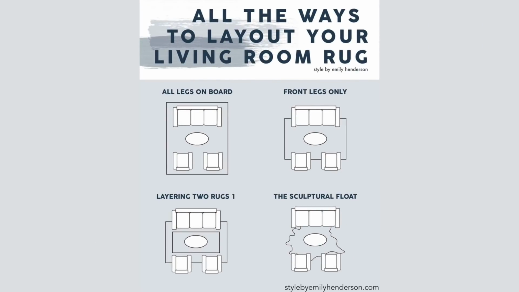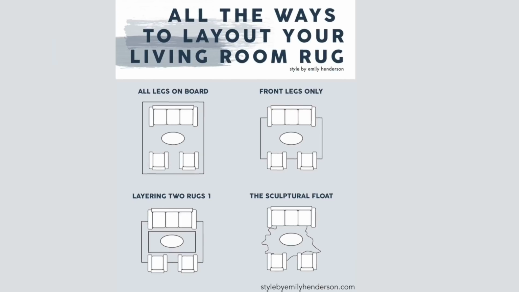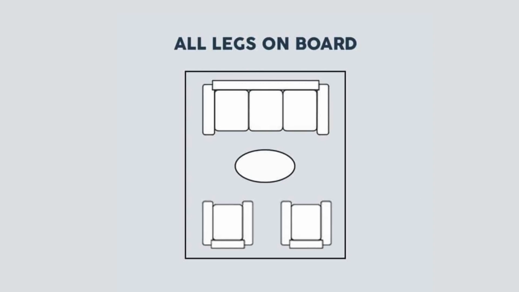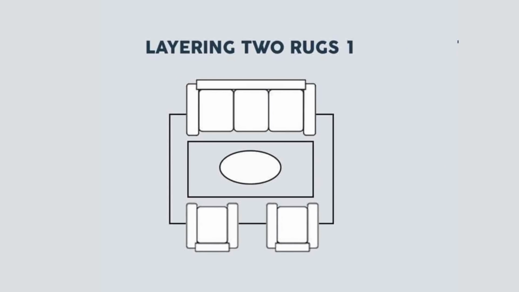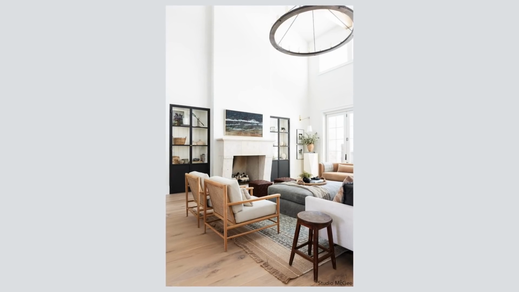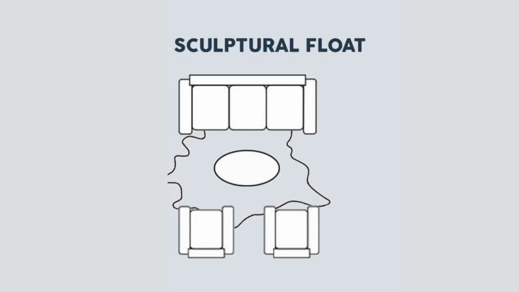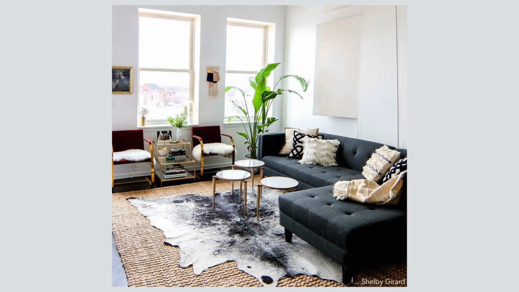Now we're going to talk about layout, all the ways to lay out your living room rug. Your living room rug can either go vertical or horizontal. There are no rules about that. The best way to decide is the shape of the room. However, there is no hard and fast rule with regard to which direction the rug goes. I would use the longer width of the rug against the longer side of the room. Layering rugs is also a very fun thing to do. You can layer a couple rugs on top of one another. The sculptural float is one of my favorites.